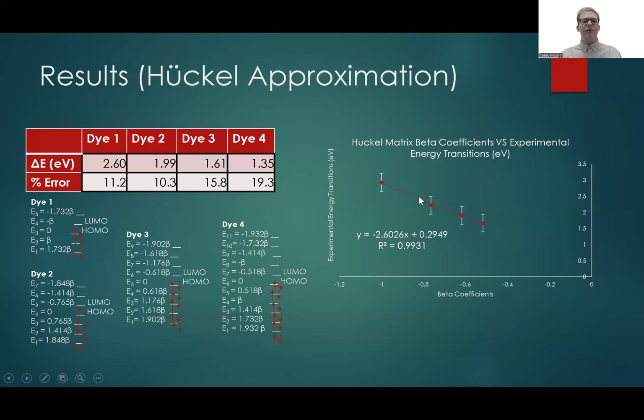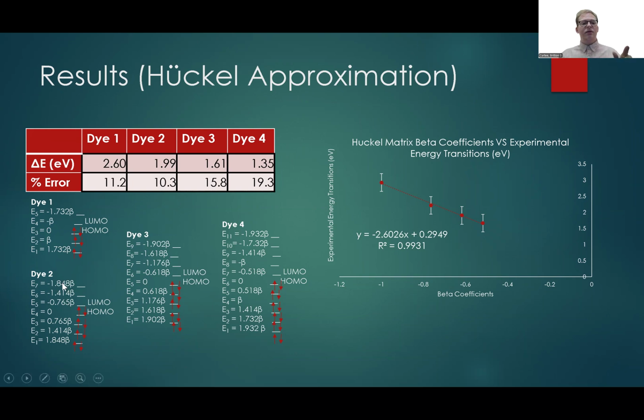Now we have the results for our Huckel approximation. Over here on the right is how we found our beta value. We charted the beta coefficients that we calculated in MathCAD, and I have diagrams of the molecular orbital energies. The electron filling is a bit off; the arrows have kind of got moved around. But we can see the coefficient values starting from the lowest energy level up to the highest energy level that we have for each of these dyes.